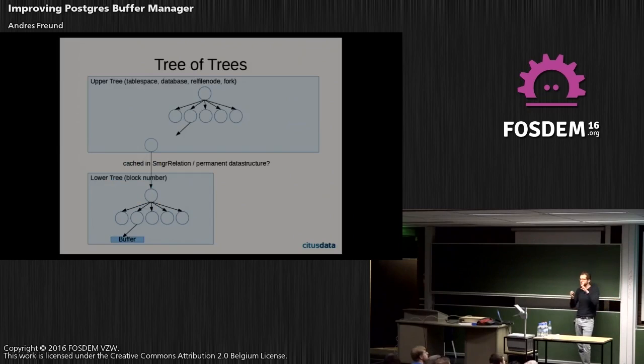So the next thought was, why do we actually want only one tree that stores all that data? We can basically have a tree of trees, where we store the table space, database, rel file node, and the fork in the upper level of the tree, and then have a second level of the tree where we only key by the block number.